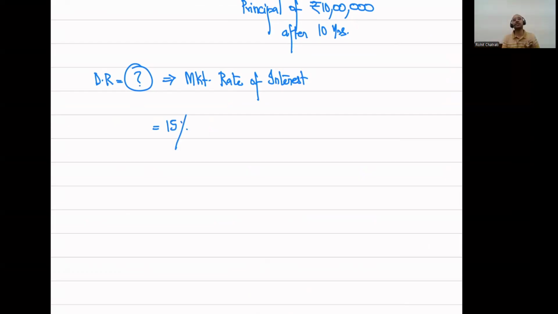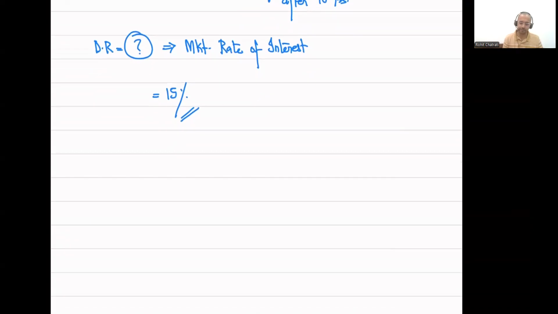Hypothetically, let us say the coupon rate is 12%, but the market rate of interest is 15%. I am supposed to still use 15% as the discount rate. All right. I'm not necessarily always going to use the coupon rate for discounting. I'm supposed to use the market rate of interest.